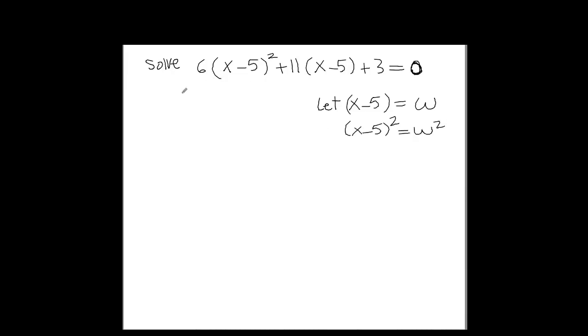All right, so this would be 6w squared plus 11w plus 3 equal to 0. See how I forced this to be a second order equation now using the substitution method. So the only thing is I have to see if I can factor this. If you cannot factor this, I can use the quadratic formula.